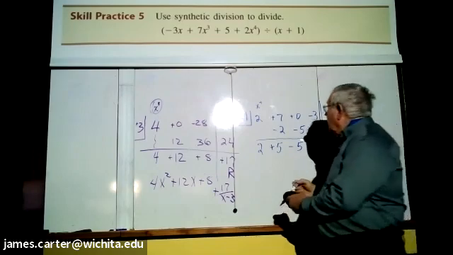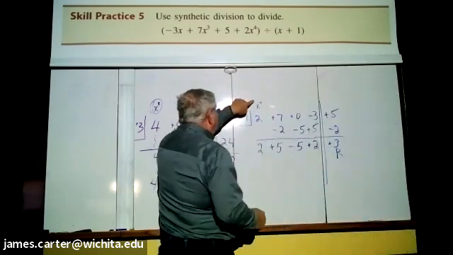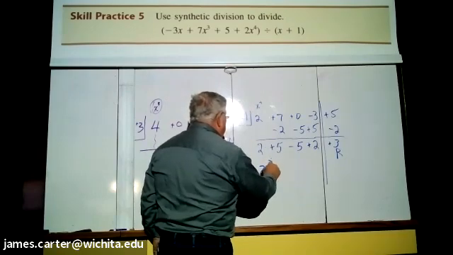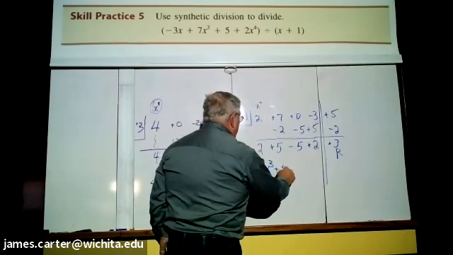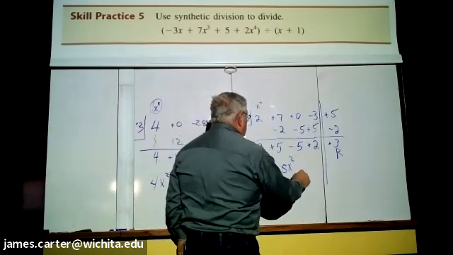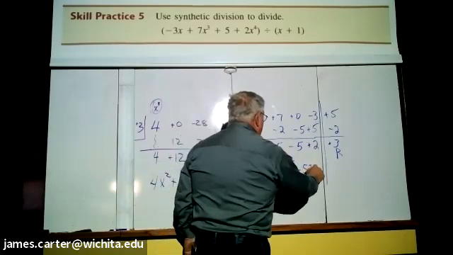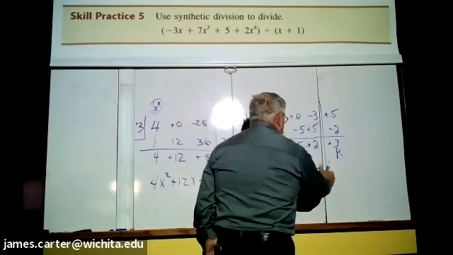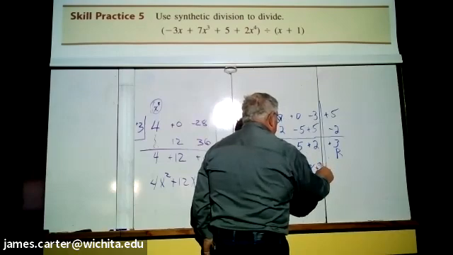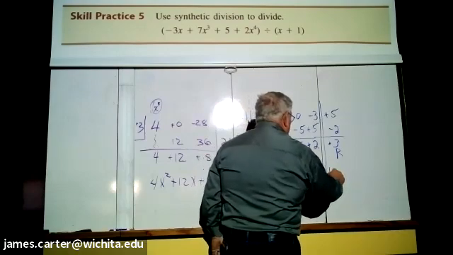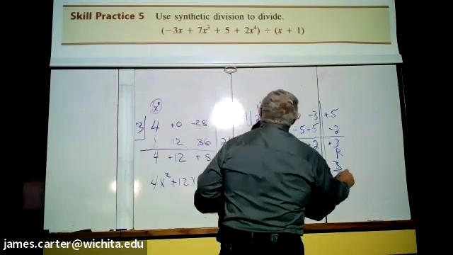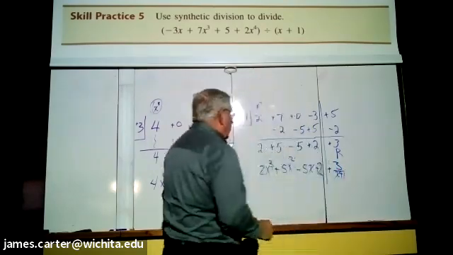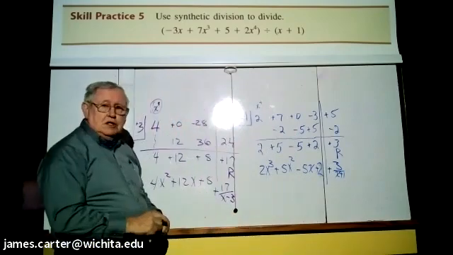So what is the answer on my problem? If I started with x to the 4th, then I've got 2x to the 3rd plus 5x squared minus 5x plus 2, strange looking 2, plus 3 over x plus 1. And that would be my solution on this one.